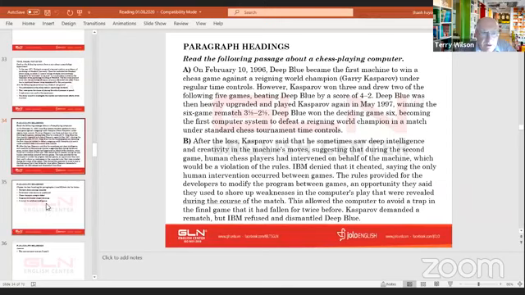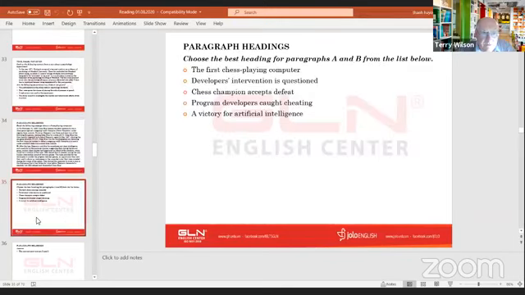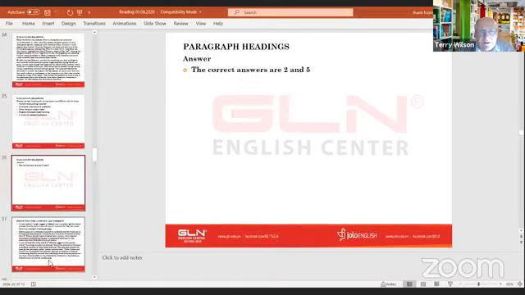So if we go back to the headings, a victory for artificial intelligence looks to be the answer for the first paragraph. And the second one, developers' intervention is questioned, seems to be appropriate for the other. So let's check the answers. So the correct answers are 2 and 5.